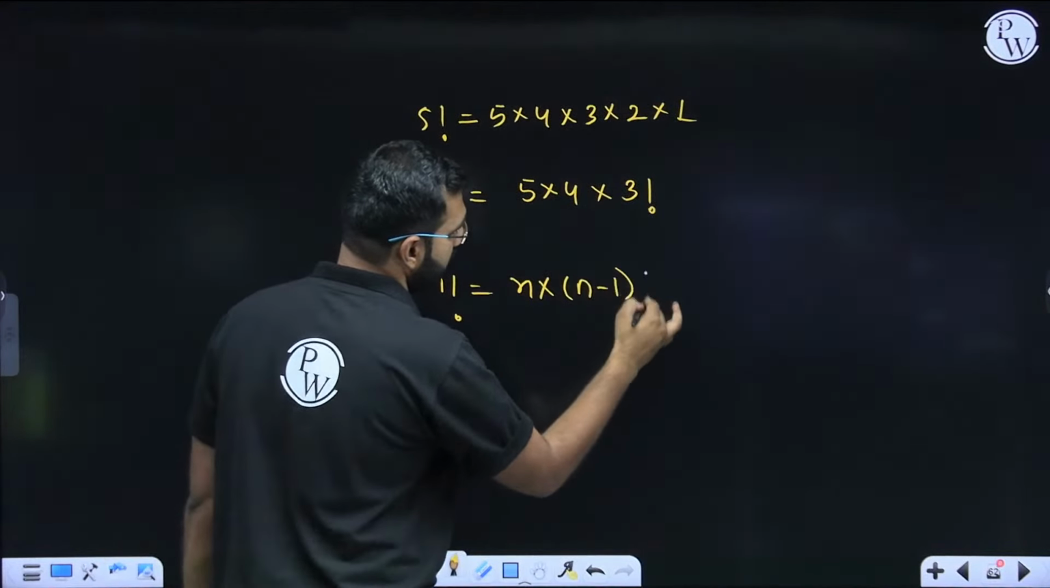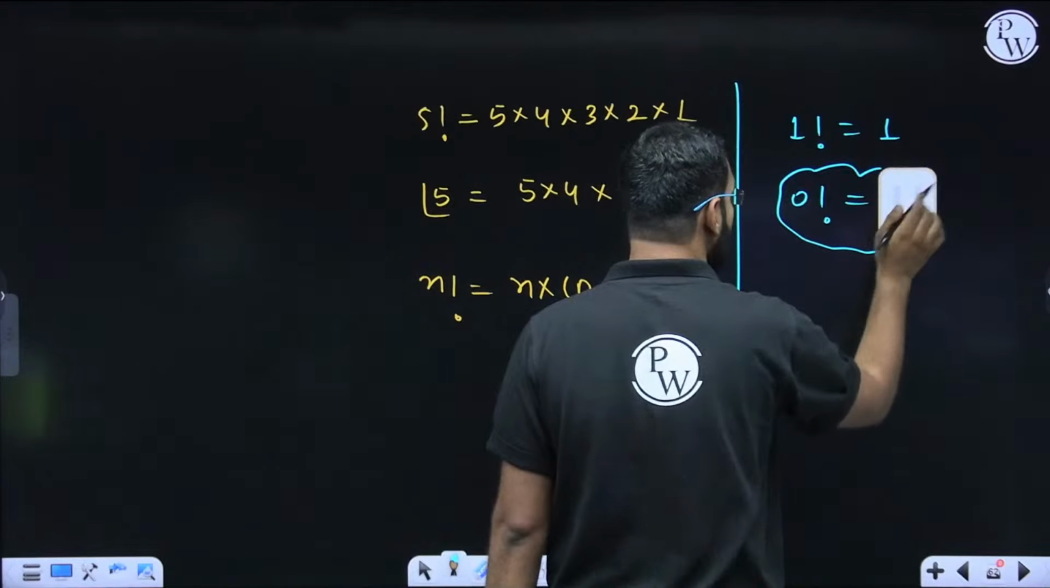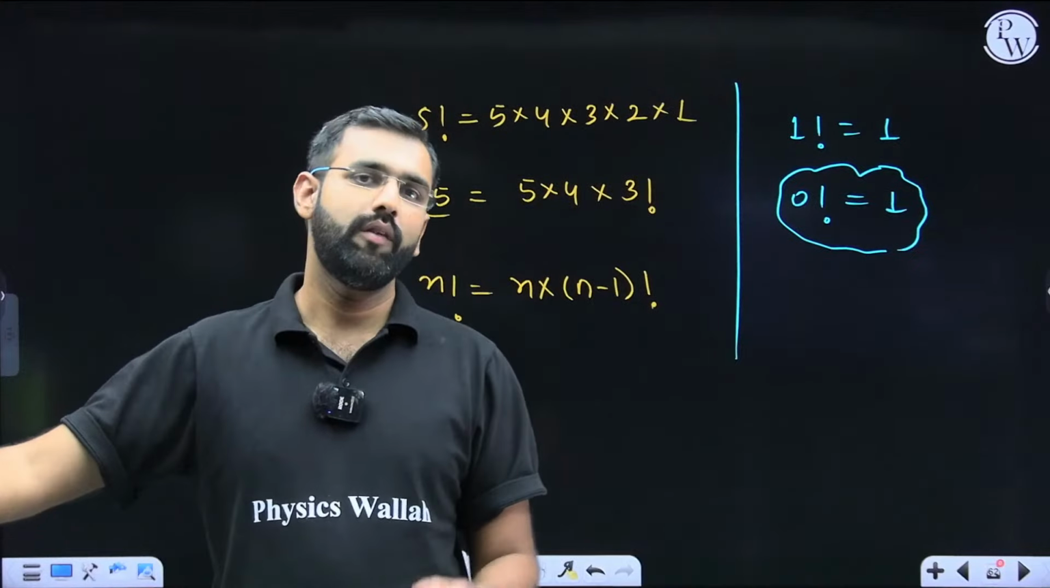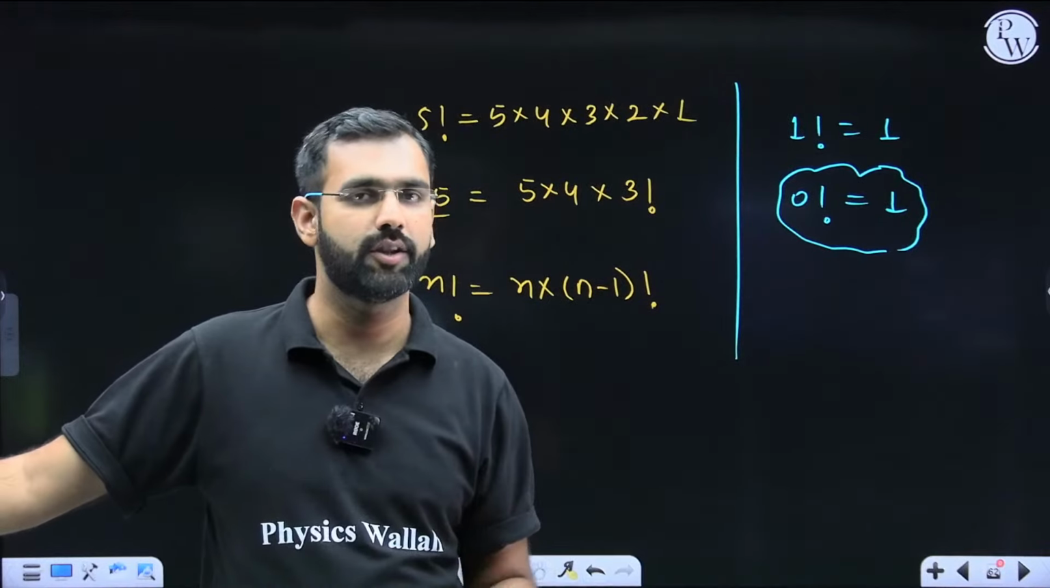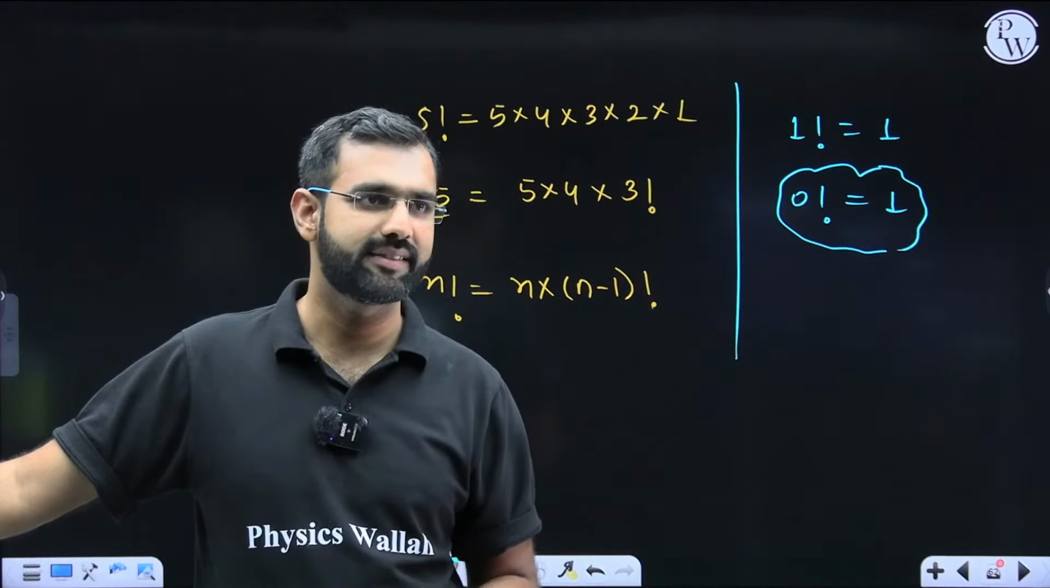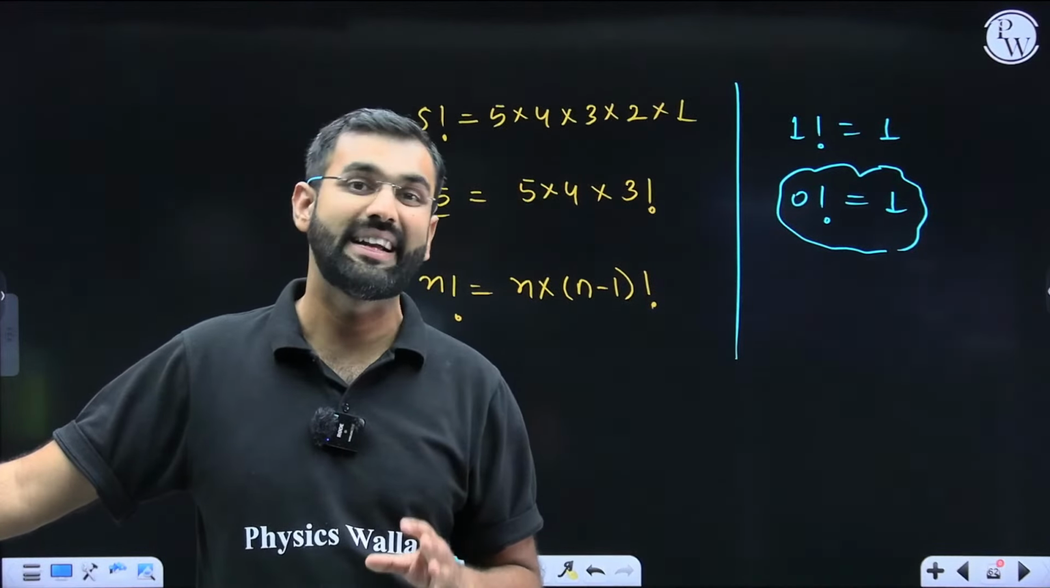A few more things you should be aware of. If I ask you 1 factorial, it is 1. Even if I'm asking you 0 factorial, it is 1. It is not 0. Please remember that. How do we prove it? When we study permutations and combinations, I'll explain there why 0 factorial is 1. Don't worry about that. Everybody is listening and clearly getting it, all the participants.